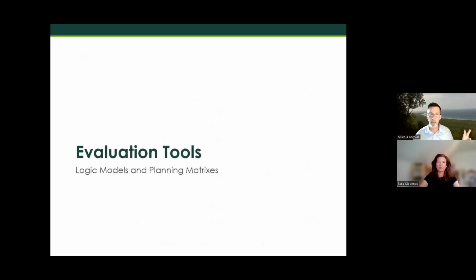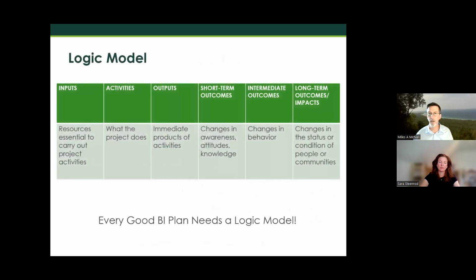So let's look now at 2 evaluation tools that are going to help you build your evaluation plan. We'll start with logic models. I'm sure most of you have heard of logic models. For those of you who have not, I'll go over it briefly. So we have a sort of causal chain from left to right. Some people also think of it in terms of if-then statements, if this, then that, as you move from left to right. We start on the left from the resources that you need to carry out your broader impact activity.